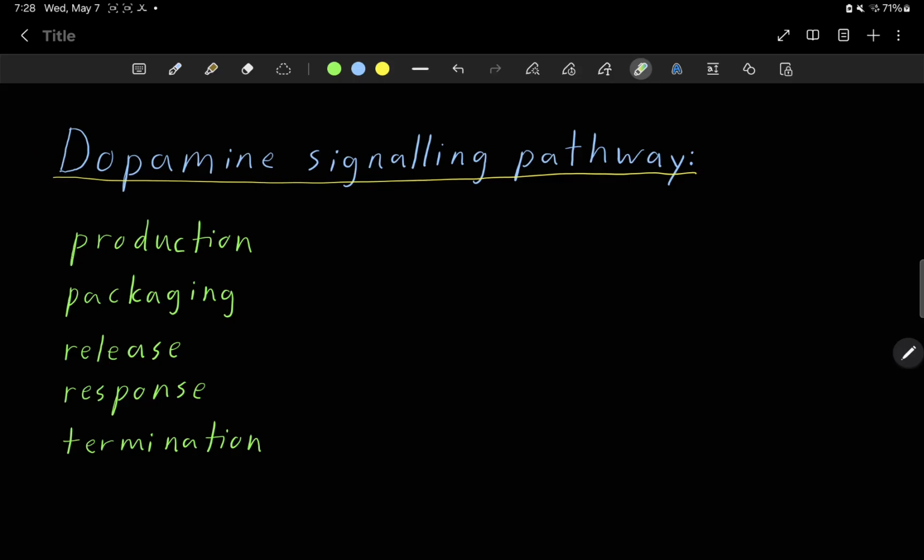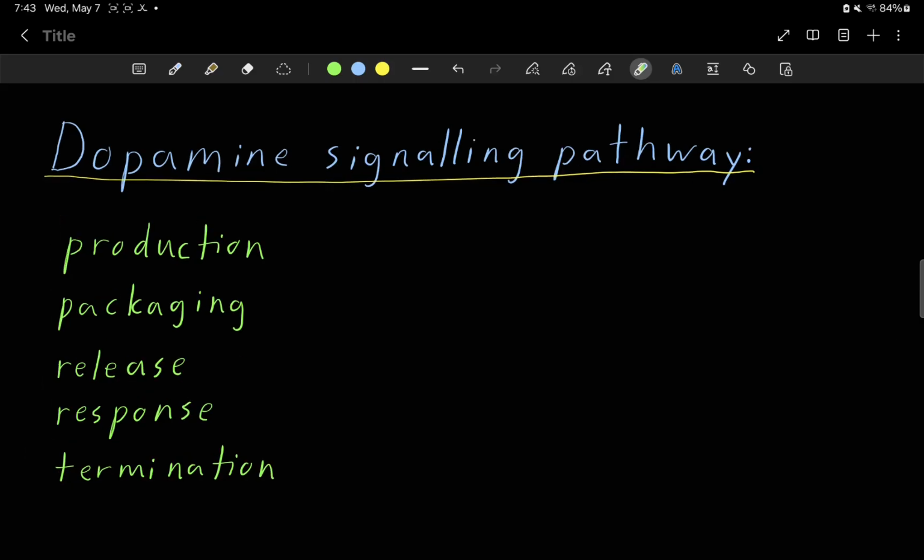So as we established in our first video, the signaling pathway goes production of our messenger, packaging and storage, release of our messenger, production of a response, and then eventually this response gets terminated. So let's look at how dopamine goes through these 5 steps. Let's get into it.